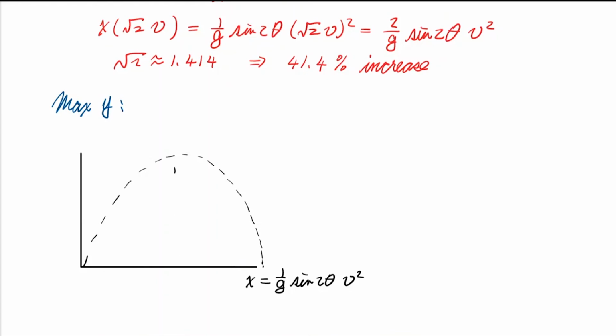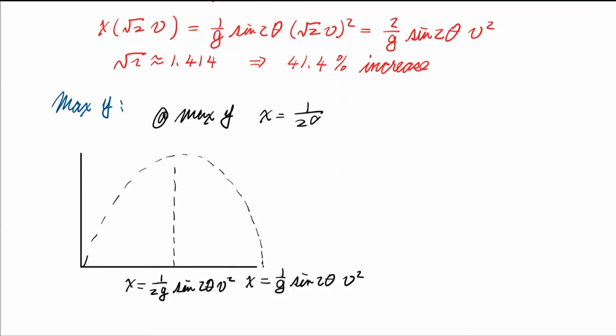So then we need that maximum. This is maximum y, isn't it? So this is when x is equal to half of it, 1 over 2g sine 2 theta v squared. You know what I'm saying? Say yes. So that's what I mean by at max y, x should be 1 over 2g sine 2 theta v squared.